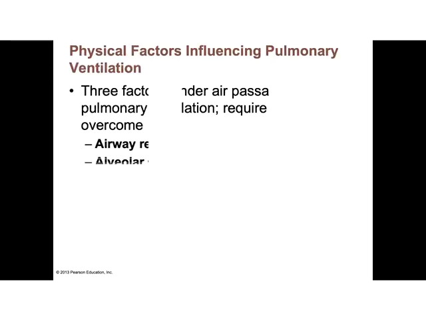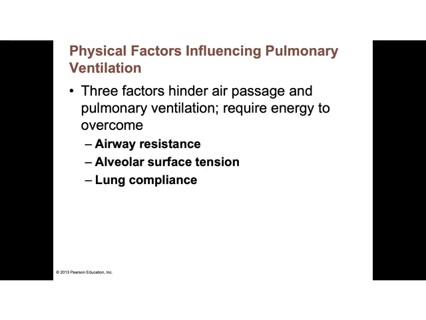Three factors can inhibit air passage and pulmonary ventilation. They include airway resistance, alveolar surface tension, and lung compliance. Unfortunately, all of these get worse as we age. And that's one of the reasons it's harder for us to be active and maintain our health.